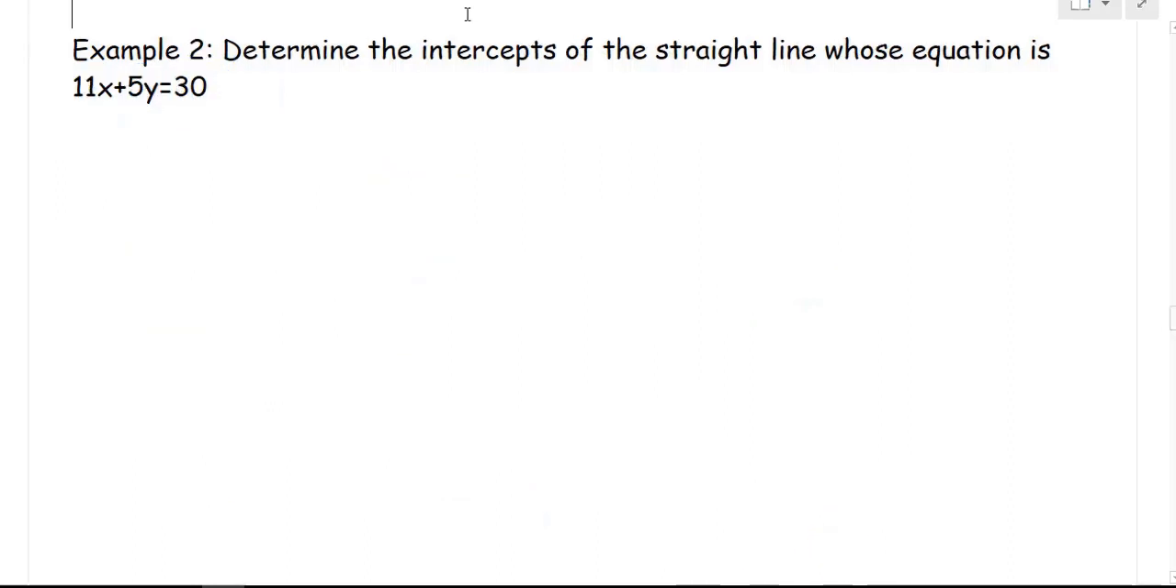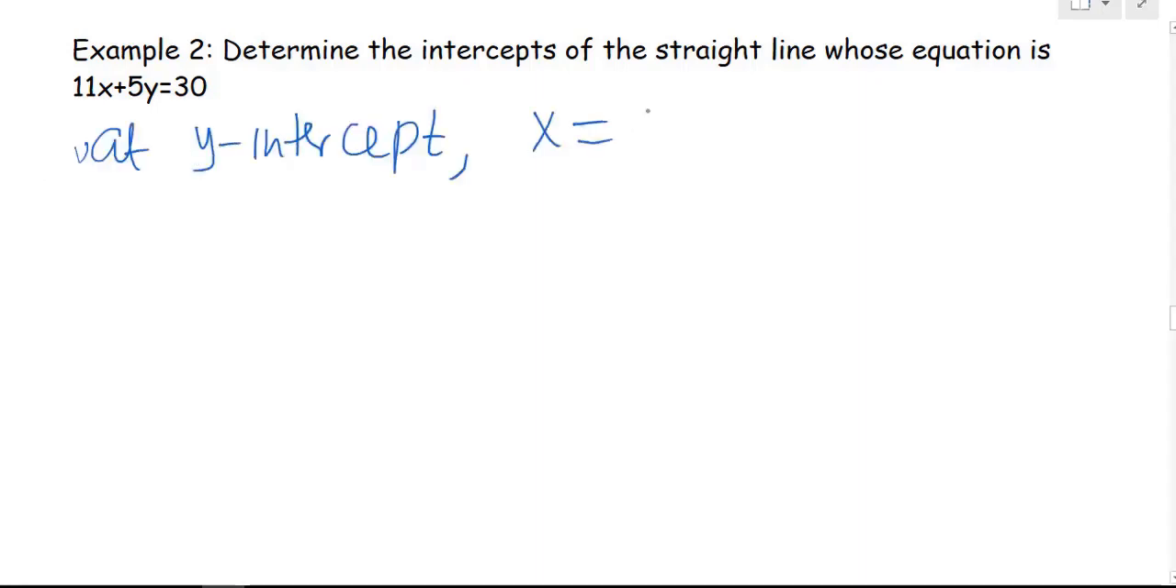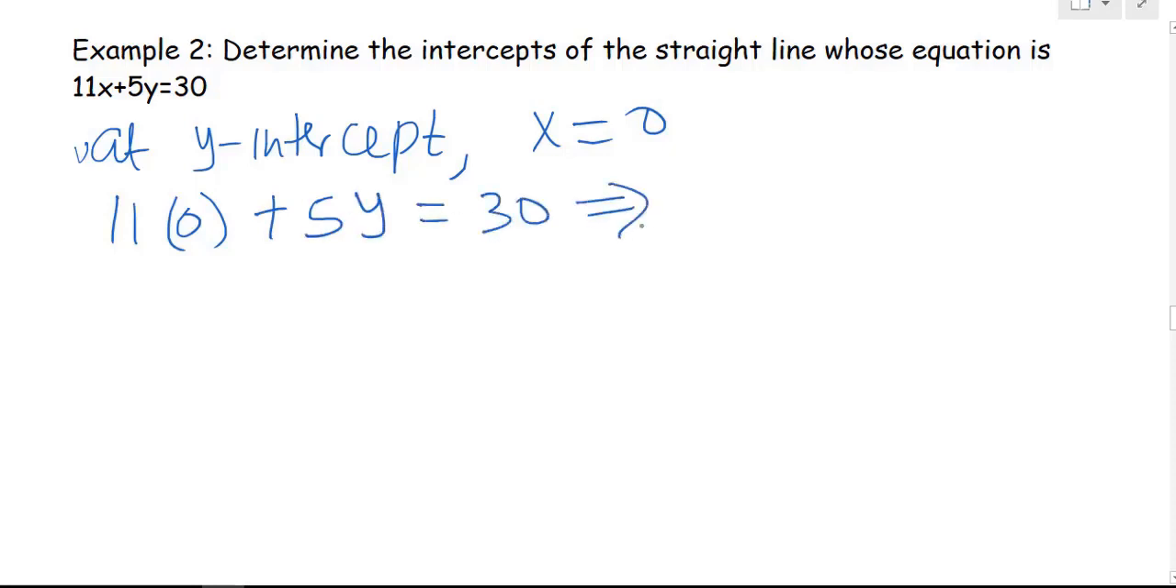In the second question, we are going to determine the intercepts when we are given 11x plus 5y equals 30. Then we realize the following. At the y-intercept, x equals 0. Thus, from the equation, we have 11 multiplied by 0 plus 5y equals 30, and this translates to y equals 6. Therefore, the coordinate of the first intercept is the point (0, 6).